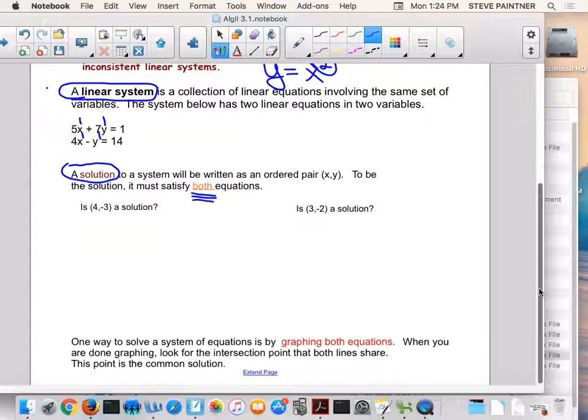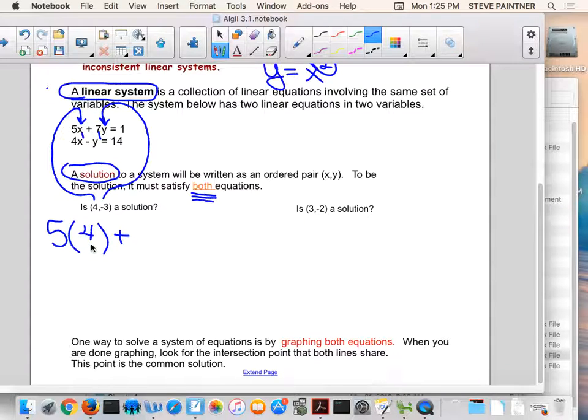Okay. Where does this 4 go? In for x, right there. And the -3 has to go in for what? Y. If it works in both equations, it is the solution. So this is where you get that pencil moving. 5 times what? 4. 7 times what?